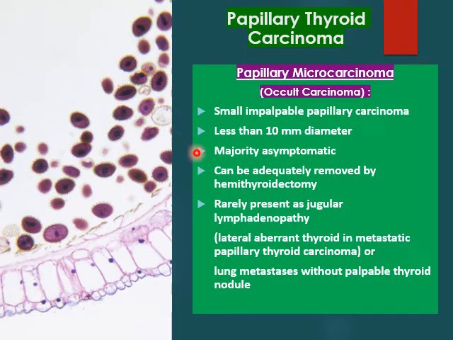Majority of them are asymptomatic, and these tumors can be adequately removed by lobectomy or hemithyroidectomy. They rarely present as jugular lymphadenopathy. If they present, then they present as the lateral aberrant thyroid in metastatic papillary carcinoma of the thyroid. They can even present as metastasis to the lung without a palpable thyroid nodule. So they are usually detected on investigation for the lung nodule that they present with.